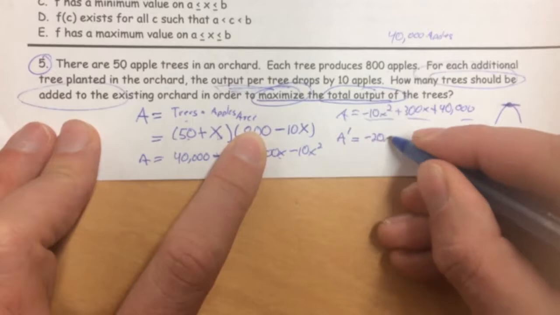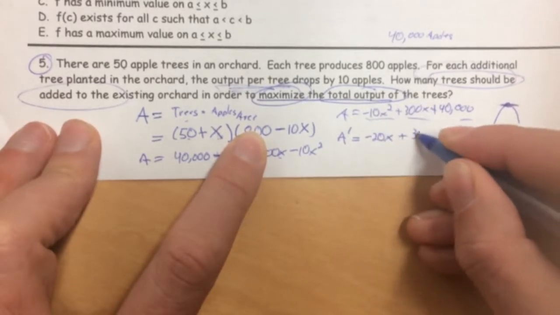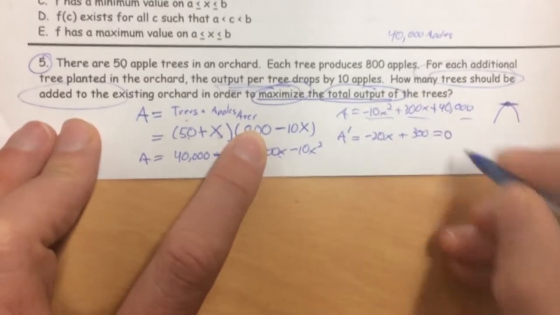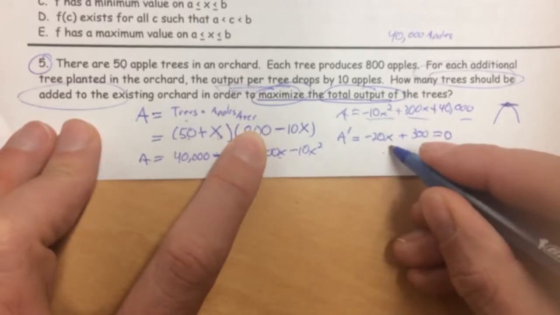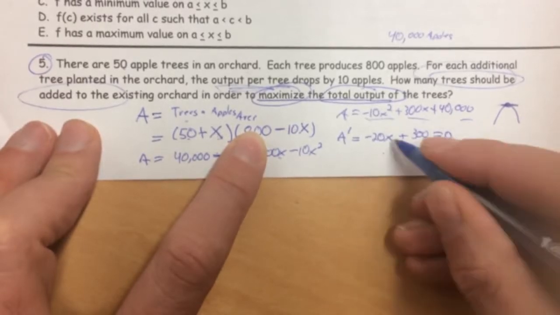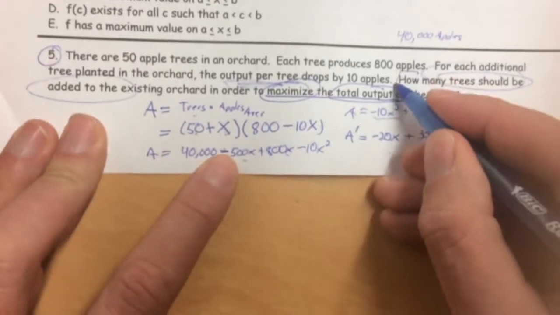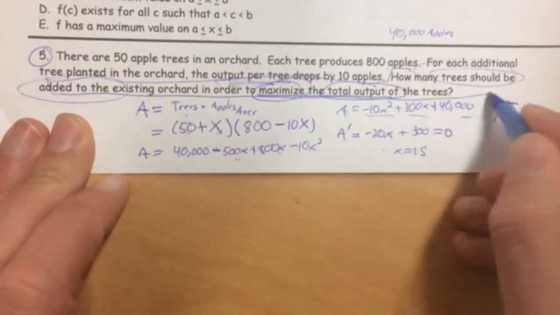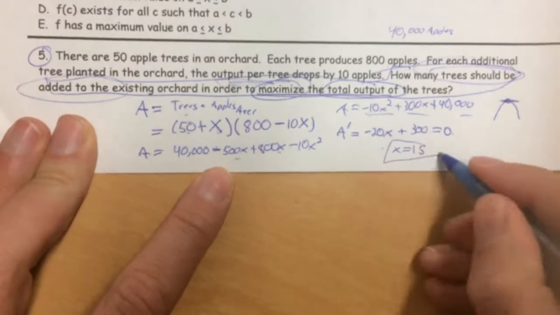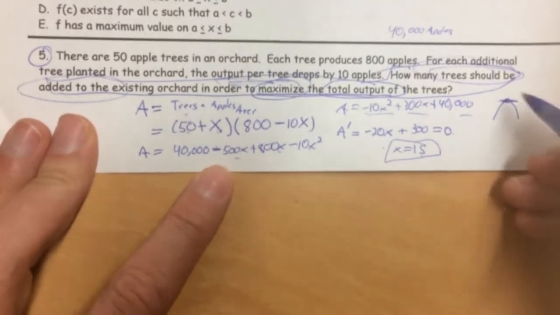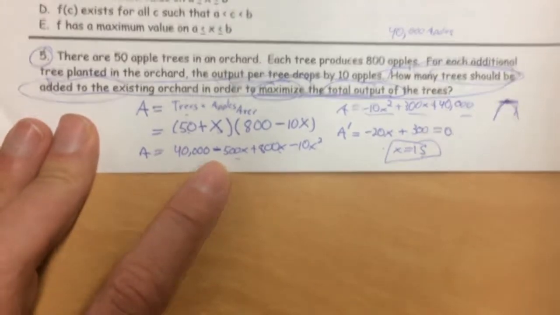This is negative 20x plus 300. And we want to set it equal to 0. Where is the slope equal to 0? This is the critical value. And we subtract 300 and divide by negative 20. X is 15. Let's make sure we've actually answered the question here. How many trees should be added? We should add 15 trees. That's the answer because that will be where the slope is 0. That's the top of the problem.